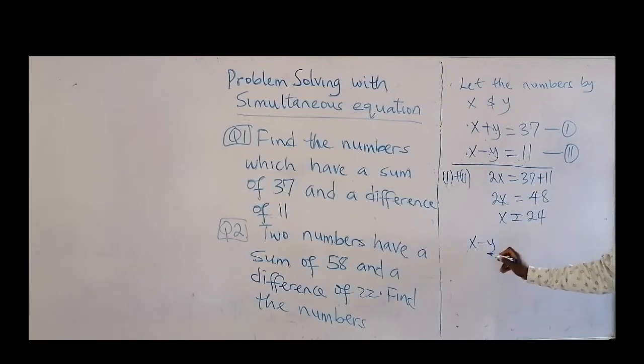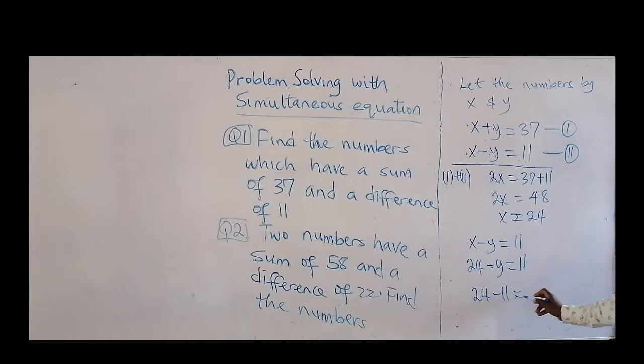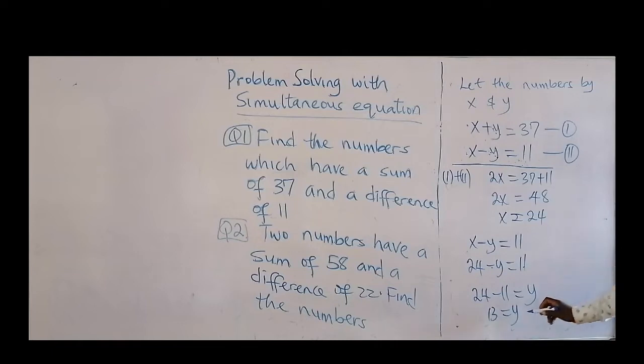Then go to the second equation and plug in the value there: 24 minus y equal to 11. Move this minus y to the other side, and move this 11 to this side. That will be 24 minus 11 equals y, and that will give you 13 equals y. If you want to confirm what you've gotten, check if it satisfies the statements.